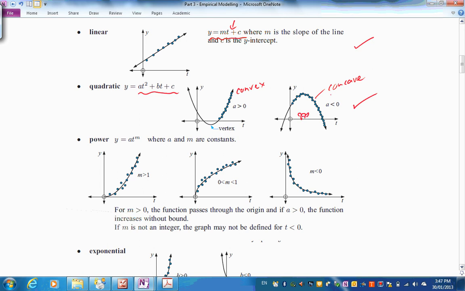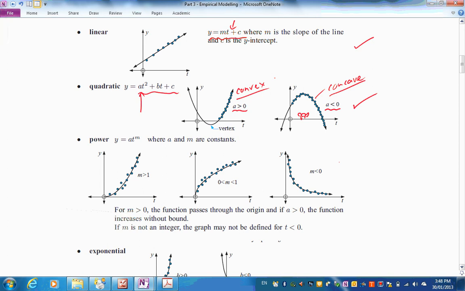Okay, so that's not a bad way of remembering concave. It depends on the coefficient of the squared term, the number in front of the squared term. If this number a is negative, then you're going to get a cave to live in. If this number is positive, it's going to be a convex shape. Alright, so that's a bit of revision.